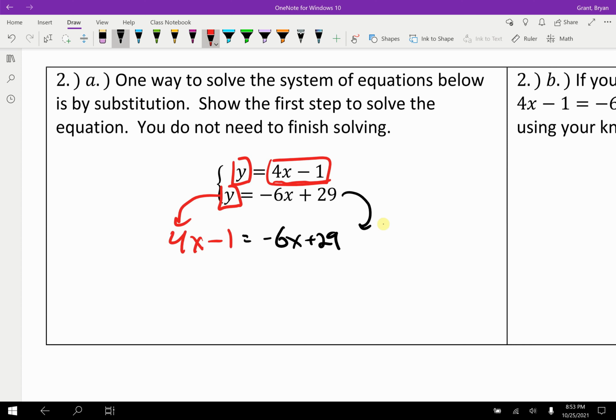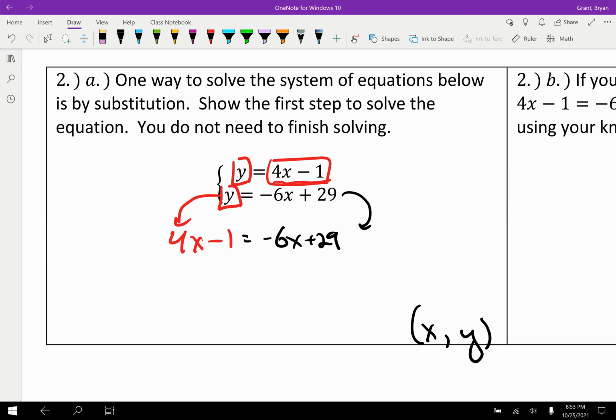Remember, because this is a system of equations, you'll need to find the x and the y. After you find the x, you'll substitute it back in and find the y. All right, but what if you were given an equation like this? 4x minus 1 equals negative 6x plus 29. Actually, that's what we have over here.